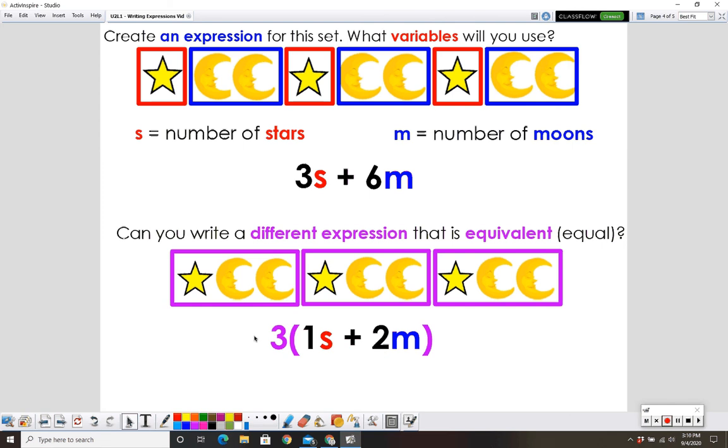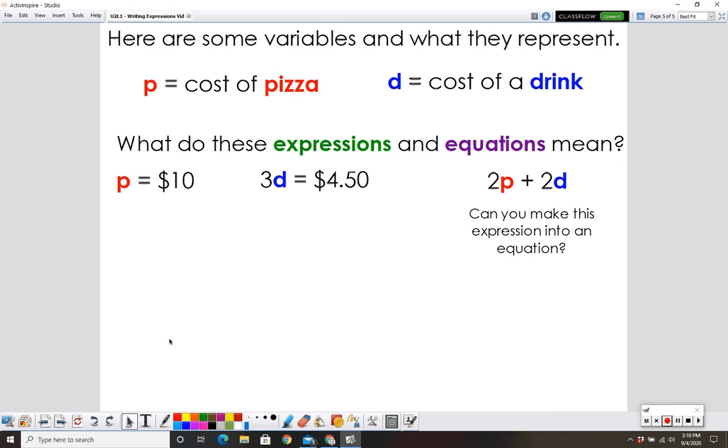Now these expressions that we have here represent what's going on in our pictures. Sometimes you're not going to be given pictures. You're going to have to look at these scenarios and figure out what they mean based on your variables. So P is the cost of a pizza this time, and D is the cost of a drink.